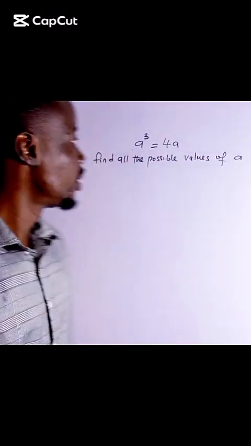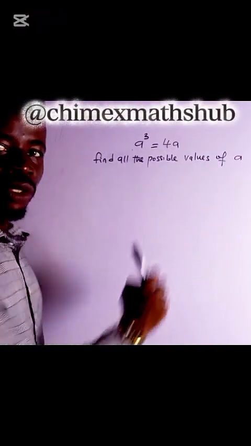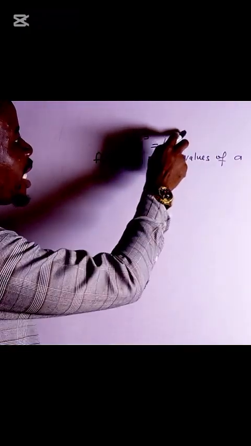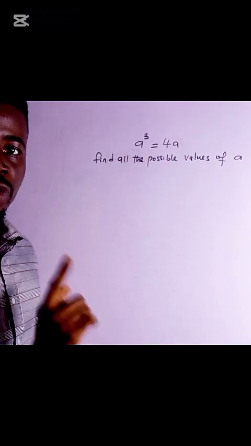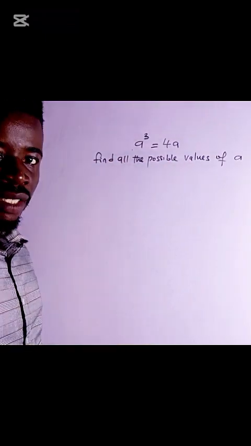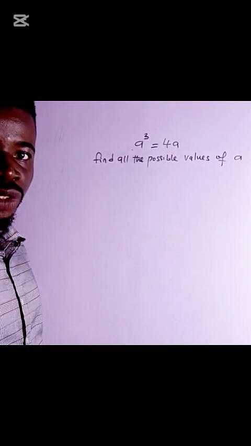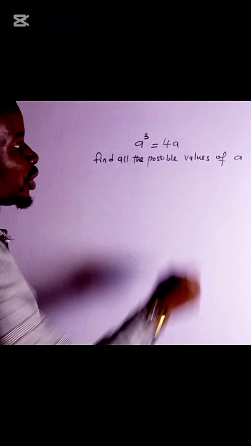So if you are given an expression like this and you are asked to find all the possible values of a, what most people do is that they cancel out a from each side of the equation because it is common. Now if you do that, you won't be able to get all the possible values of a, even if you get the values that you have gotten from cancelling out. So what do you do to get all the possible values of a?